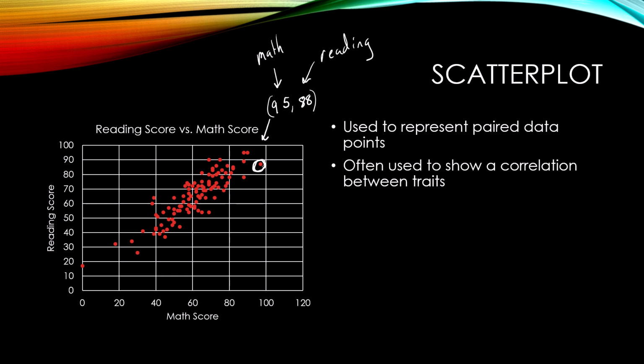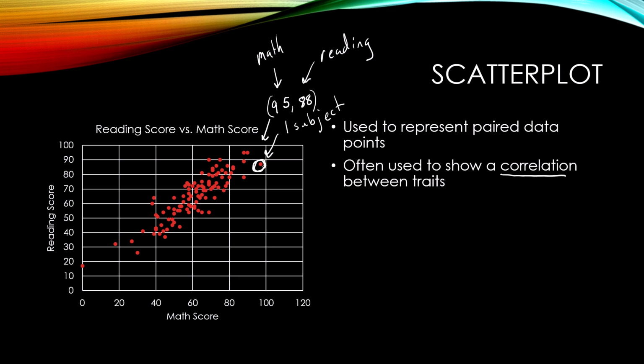Now it's important that for a scatter plot, the two numbers that are paired together represent the same person. It doesn't make sense to try to make a conclusion based on Susan's math score and Jose's reading score. It doesn't make sense to put those together. So these scatter points each represent one subject, one person. And our goal is to show a correlation.